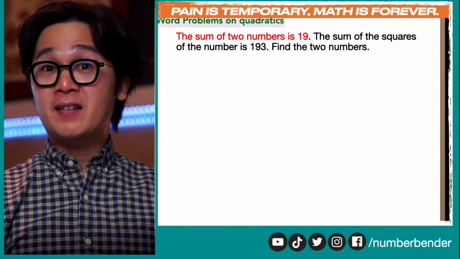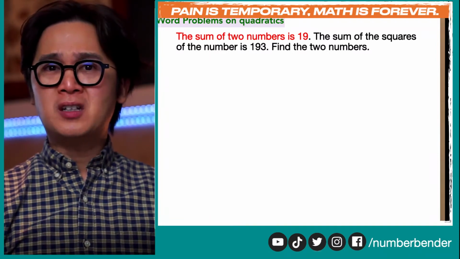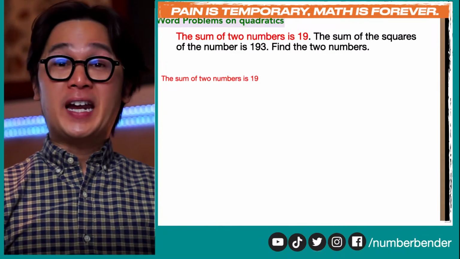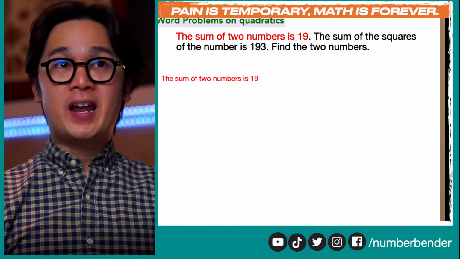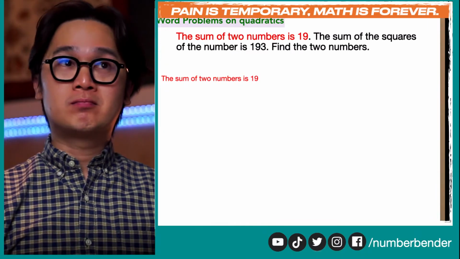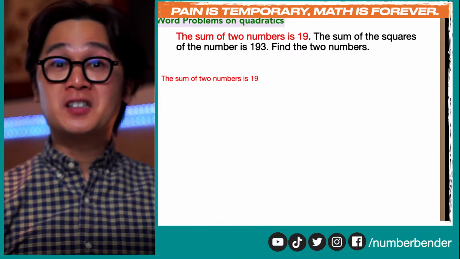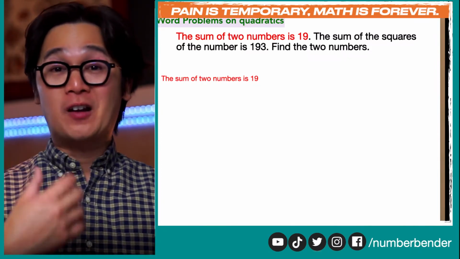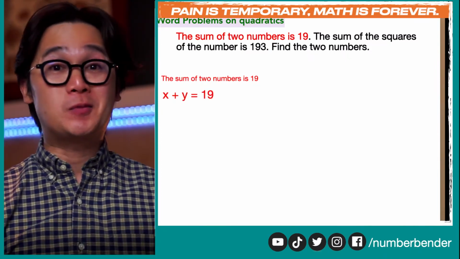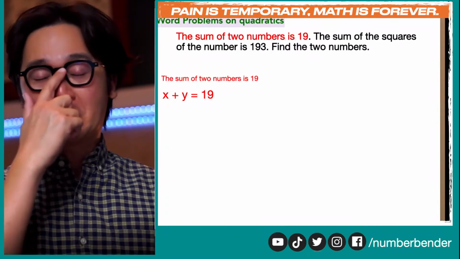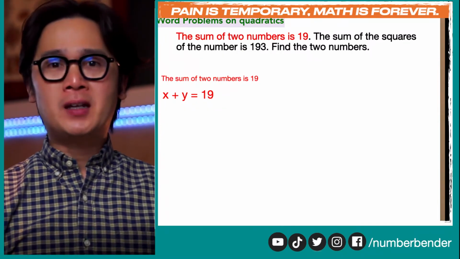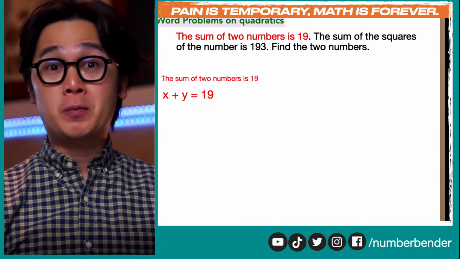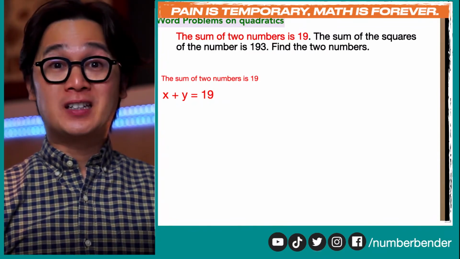So let's translate the first statement, which is pretty straightforward. Sum of two numbers is 19. We can represent it as a plus b is equal to 19, x plus y is equal to 19, or other letters that you want to use, or shapes, if that's how you work out a word problem. But in this case, I will use x plus y. So I have x plus y is equal to 19. That's the first statement. And then the second statement is a little bit challenging because there are so many words associated to the second statement.